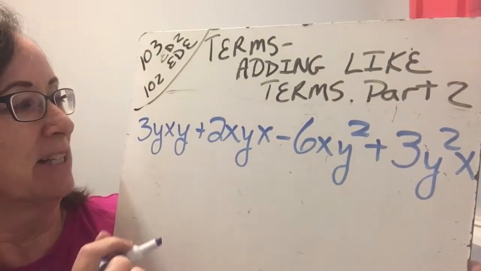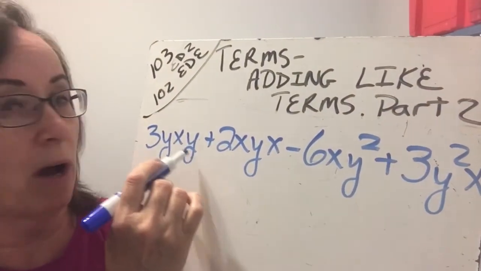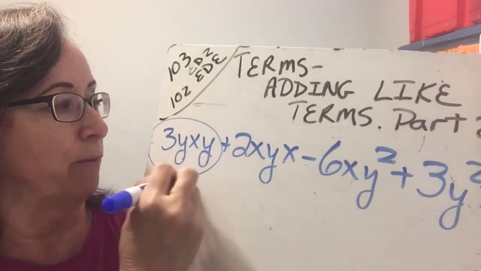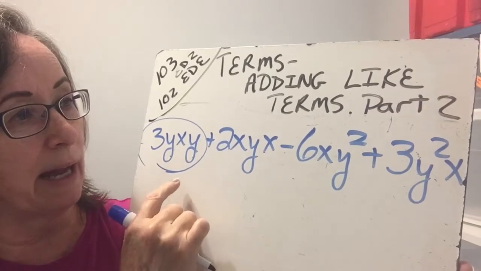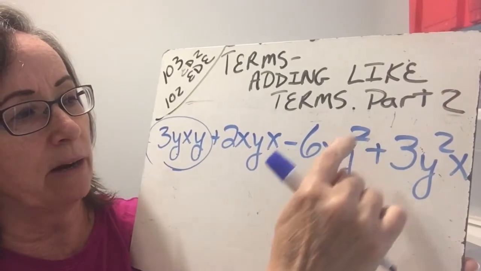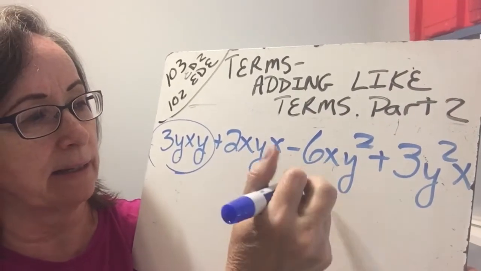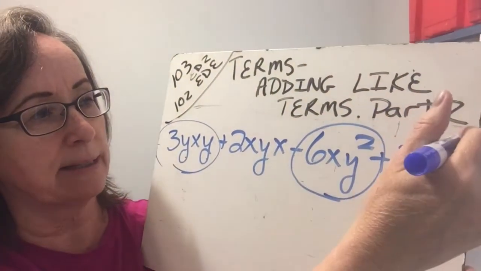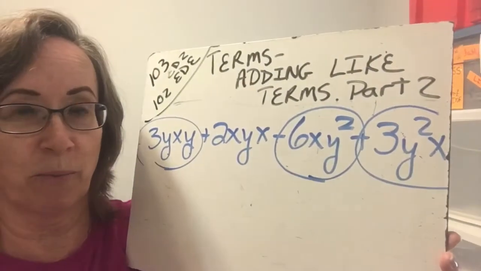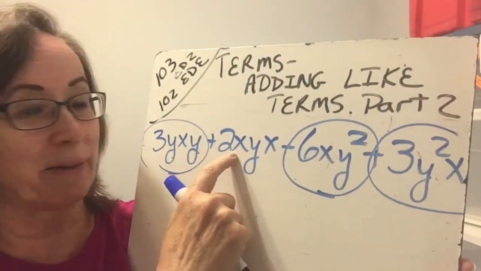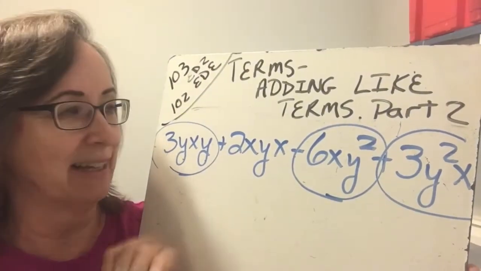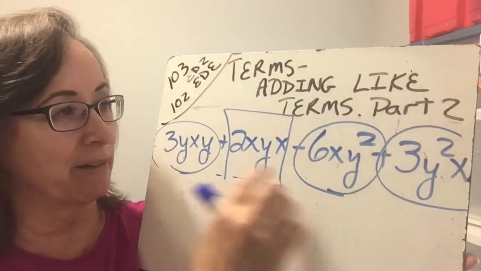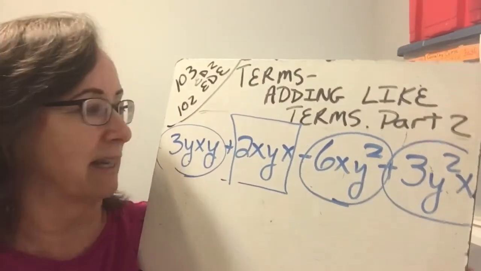Hopefully you did that. So now this one has a y, y, x. 2 y's and an x. So let's see if we can find another one that has 2 y's and an x. Y squared is 2 y's and an x. So we have 3 terms that are alike, but look at this one. This is 2 x's and a y. So it's a kind of sneaky difference, isn't it? So we have 3 that are like terms and 1 that stands alone.